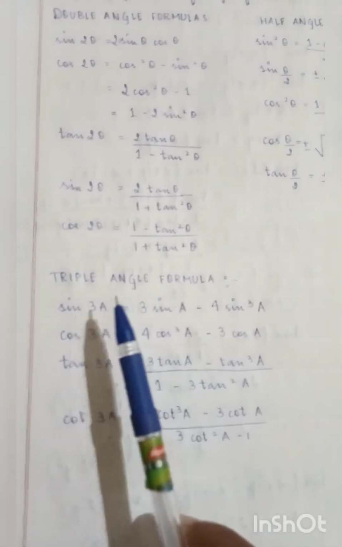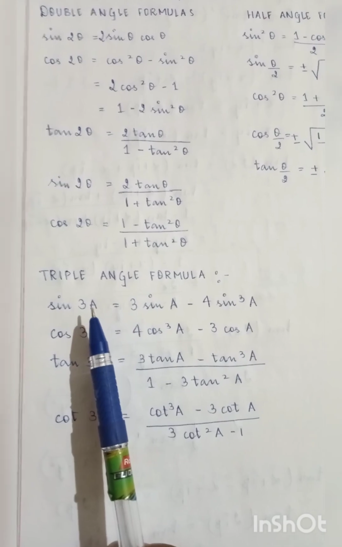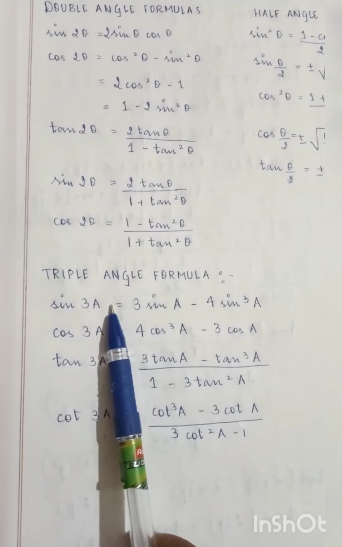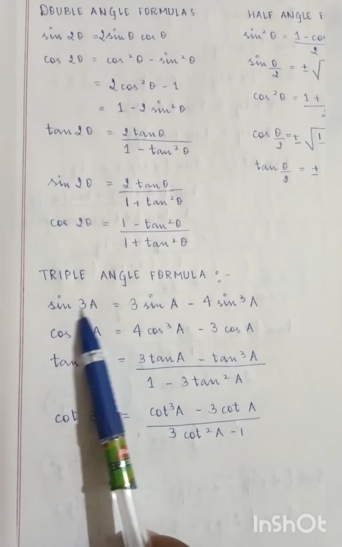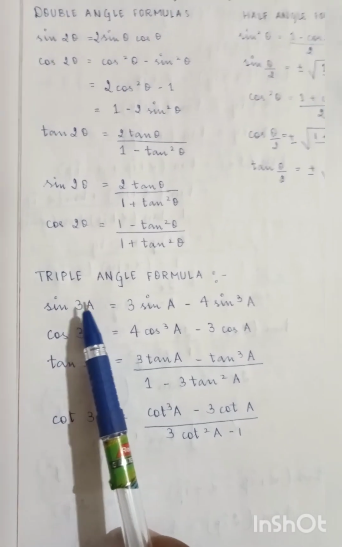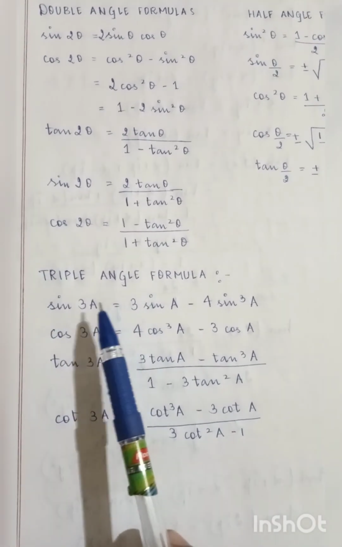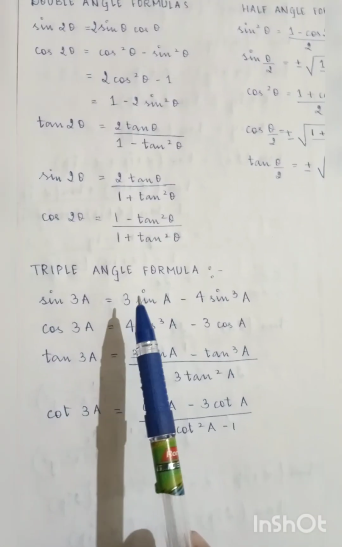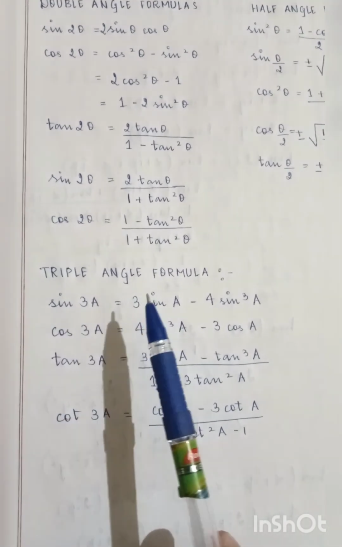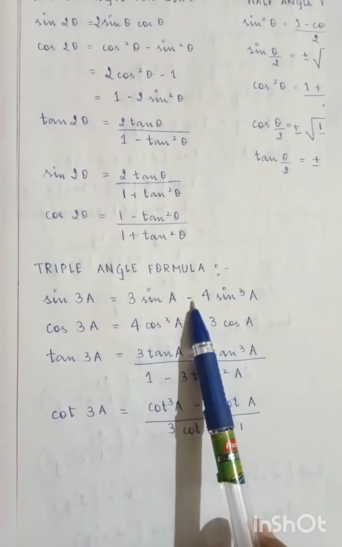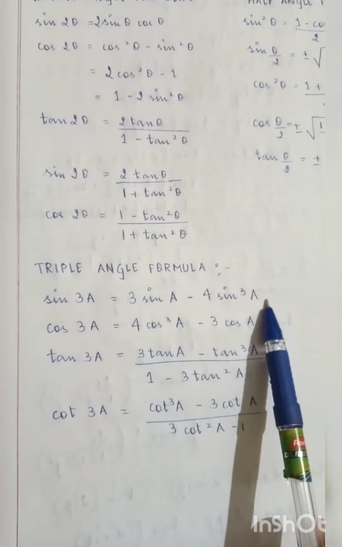Now, let us move to the triple angle formulas. Sin 3 theta, we can easily remember this. For sin 3A, since it is a triple angle, it would start with 3 for sine. Please remember this, it is a simple trick. So, it would be 3 sin A minus 4 sin cube A.